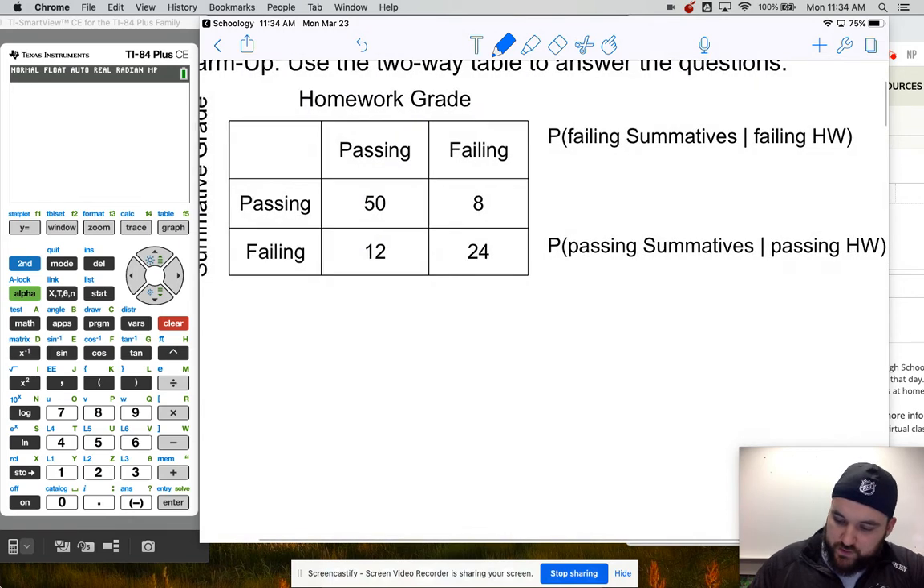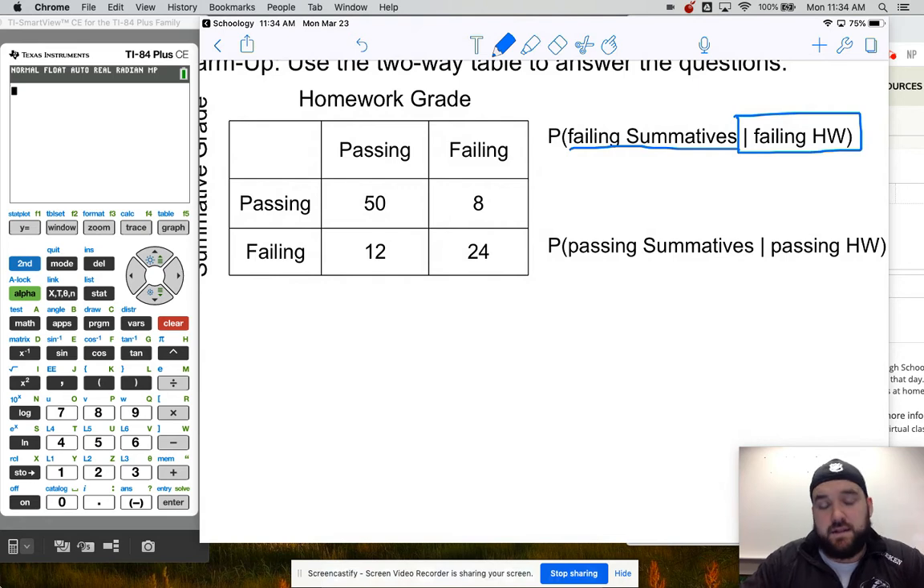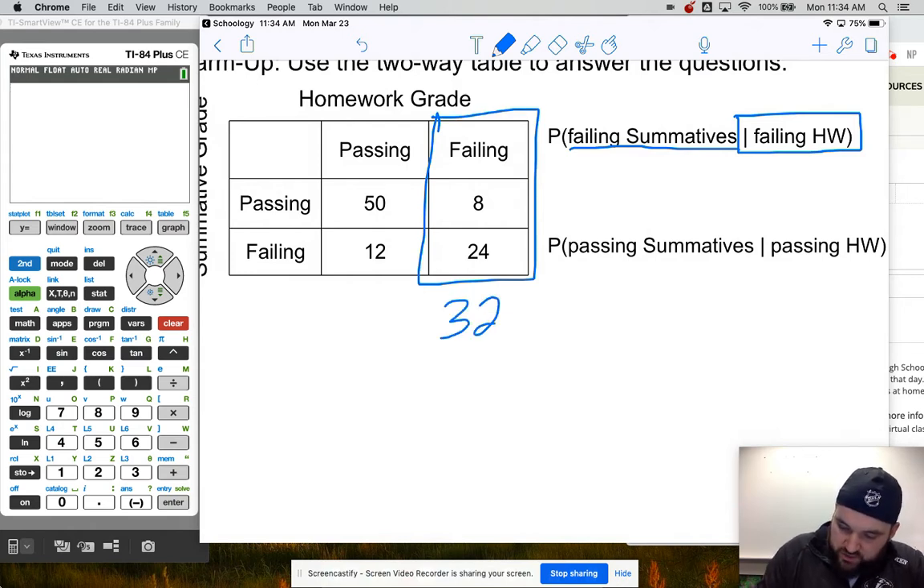The first question is asking, what is the probability that a student chosen is failing their summatives given they are failing their homework? And again, the given event tells me that I am not looking at everyone. I am only looking at a small subset of people that fit a certain description. In this case, I'm only talking about the students that are failing their homework grade. So I have a failing homework grade, which is a total of 32. That'll be my sample space.